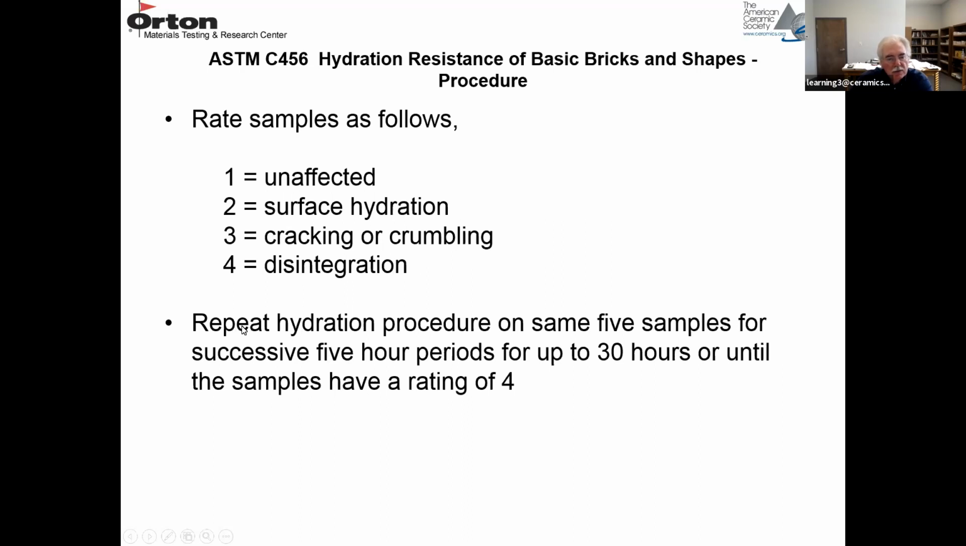So you repeat this test, the same procedure on the same 5 samples for successive 5-hour periods up to 30 hours. So you can repeat the test up to 6 times or until all the samples have a rating of 4. So you repeat the whole procedure 6 times and keep monitoring the sample. And if it disintegrates, you stop the test. So that's a hydration test for these basic refractories.